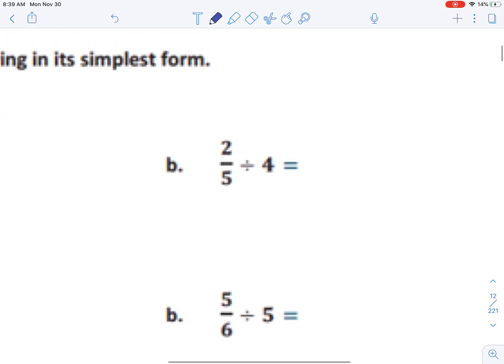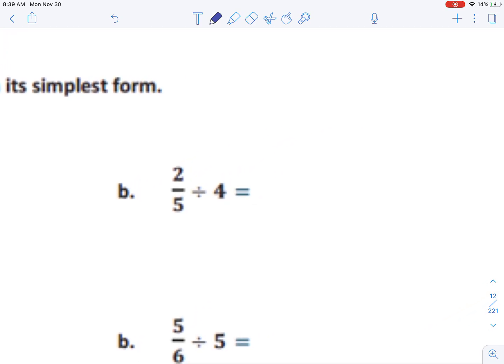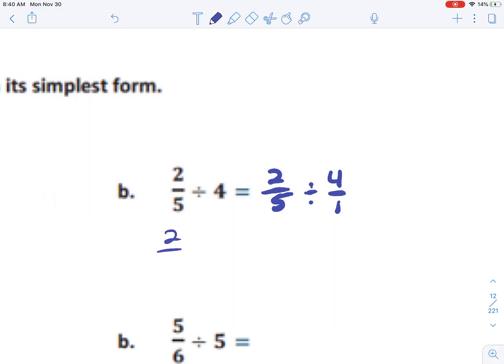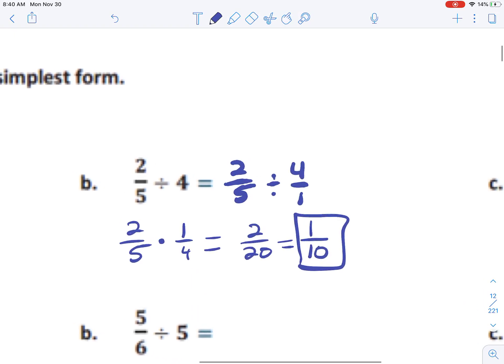Okay. Let's look at B. I have 2/5 divided by 4, which equals 2/5 divided by 4 over 1. We have to do the skip dot flip rule, which gives me 2/5 times 1/4. This gives me 2 over 20, which equals 1/10. Okay, simplest form.